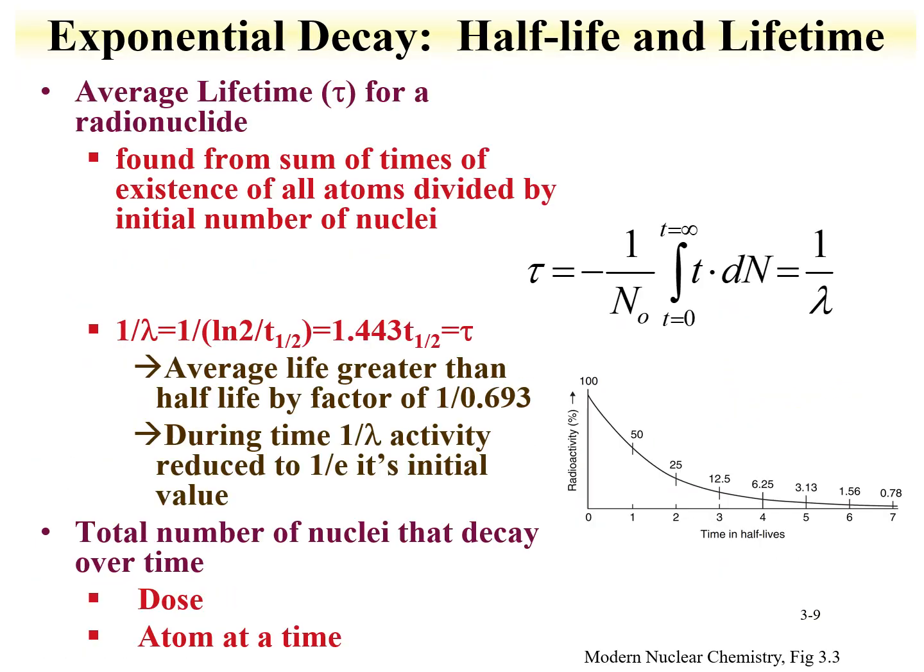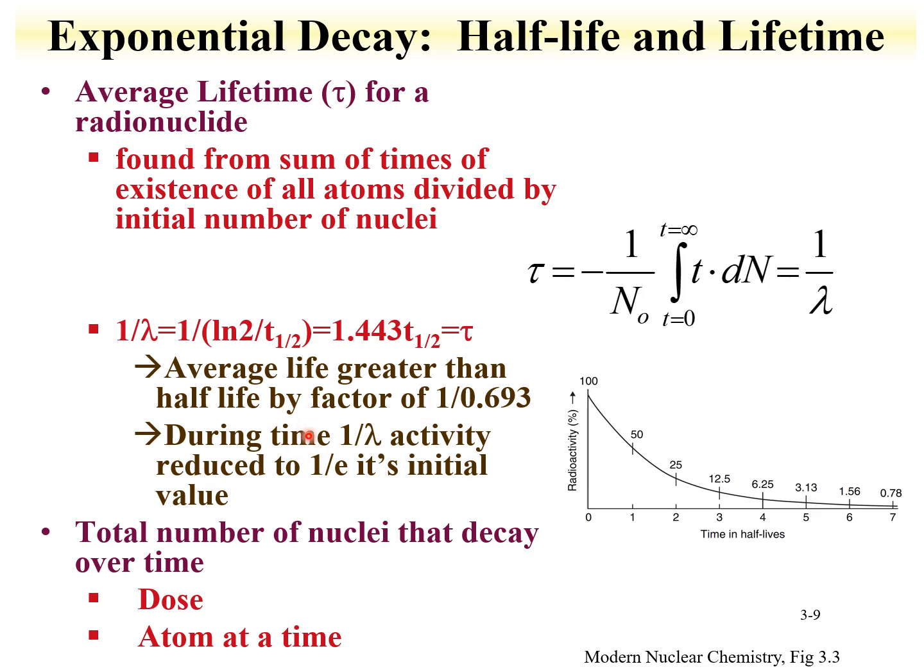So as opposed to discussing the half-life of a radionuclide, the amount of time it takes for half of that radionuclide to decay, I can also discuss an average lifetime of a radionuclide. So it's the sum of times of the existence of all atoms divided by the initial number of nuclides. So this average lifetime is equal to this equation here. And I can expand on this. It turns out to be 1 over the decay constant. 1 over the decay constant is equal to 1 over log 2 divided by the half-life. And it turns out that the average isotope has a lifetime on the order of 1.4 times the half-life. So the average lifetime is greater than the half-life by this factor. And during some sort of time of initial activity, it's reduced to 1 over e of its initial activity.